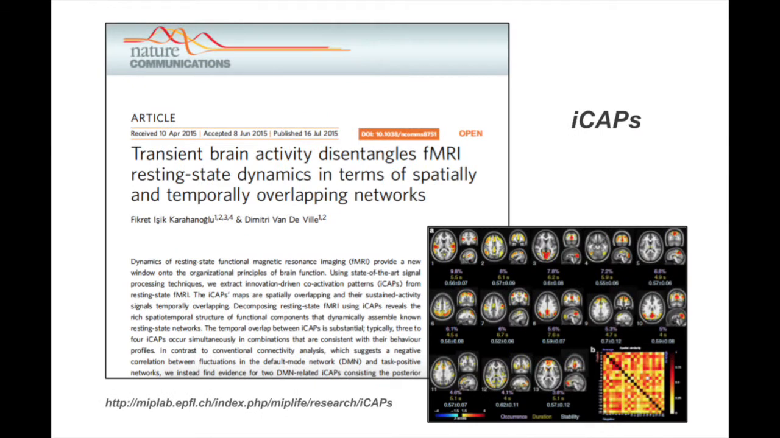Our network analysis model is based on work done by researchers at the Medical Image Processing Lab at the EPFL and University of Geneva. Their ICAPS framework consists of a set of temporally and spatially overlapping brain networks that one can use to dynamically assemble known resting state networks. This is also conveniently correlated with the BrainMap behavioral profiles. This ICAPS framework is freely downloadable from the link indicated on this slide.